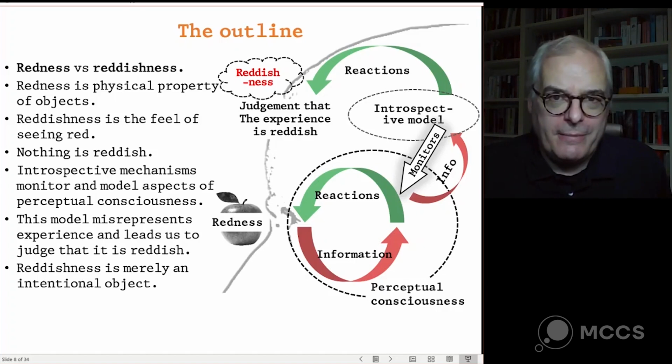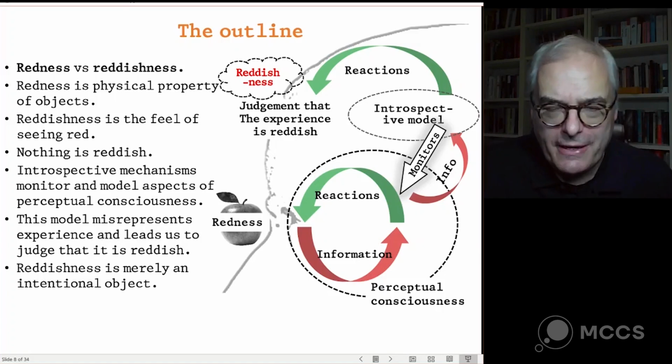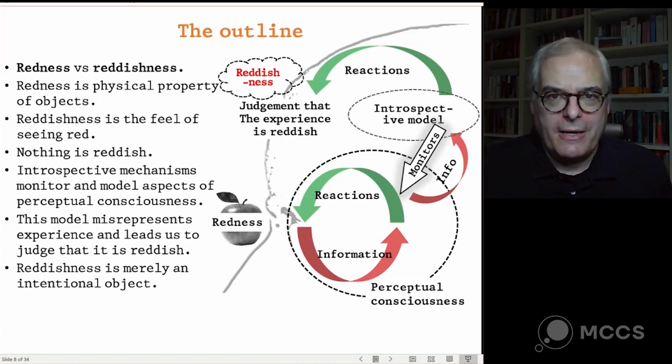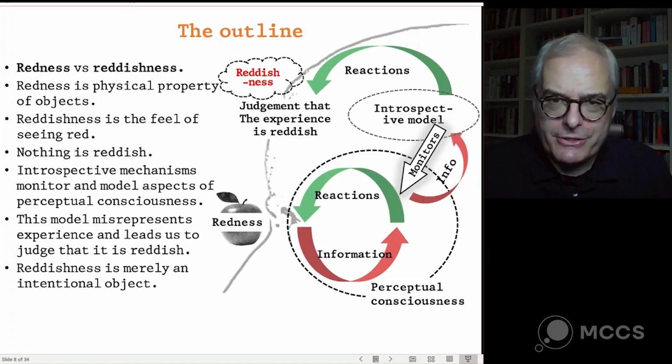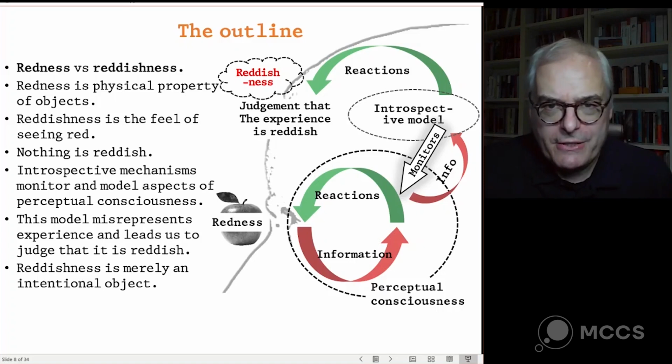So that's the outline of how the illusion is created. As I said, it's perhaps not the only outline that could be given, but it's a fairly broad one to start with, and I think a lot of illusionist theories will fit this general outline. But it also raises a lot of questions. And the first one I want to look at is this. I said that introspection monitors and models some aspect of perceptual consciousness.